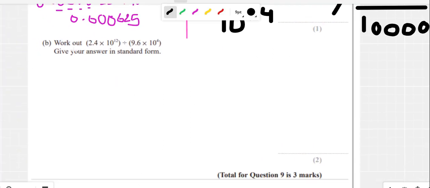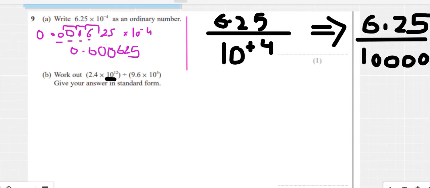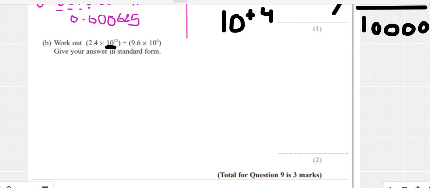In the B part, they are saying work out 2.4 times 10 to the power of 12 divided by 9.6 times 10 to the power of 4, and give your answer in standard form. Now how can we solve this question? As you can see, the base is 10 here. It means that with 1 we can write 12 zeros, and we can use this rule as well, but the power is positive, so we go according to the power, that many units to the right from the decimal.